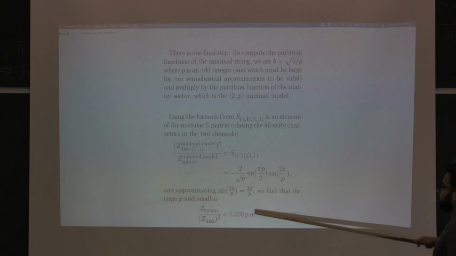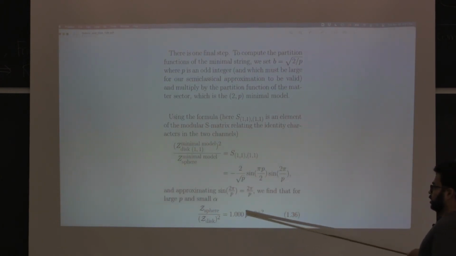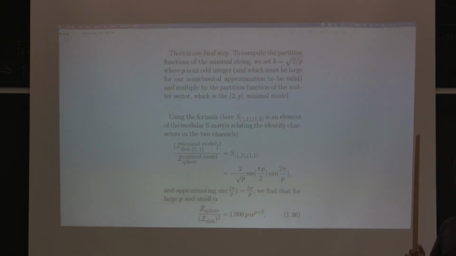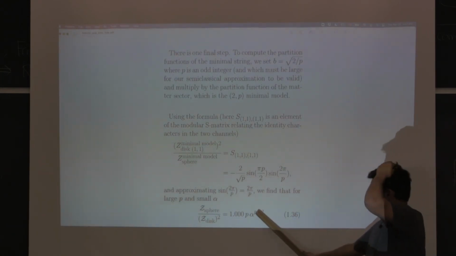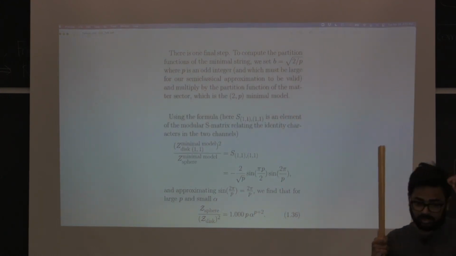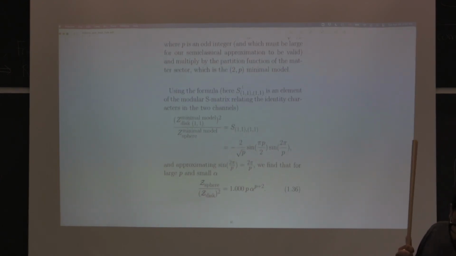It's a very simple answer. Sphere over disk squared is just P times this alpha to the P plus 2. What is alpha? I didn't explain. Alpha is related to the boundary term in the disk. So the disk we are using, my title of the talk had FZZT in the title. FZZT boundary conditions have a boundary cosmological constant, and that alpha is related to that. So this 136 is the final answer, which one can try to reproduce from the matrix integral side, and one does.